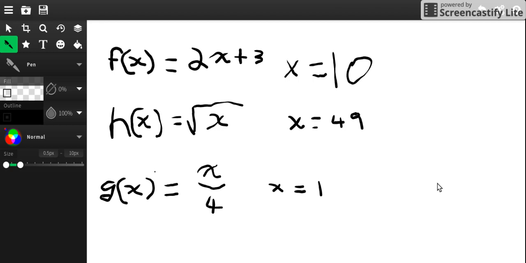Today I'm going to teach you how to evaluate functions. Now, if you know what a function is, well, great. If you don't, check back on the last video.